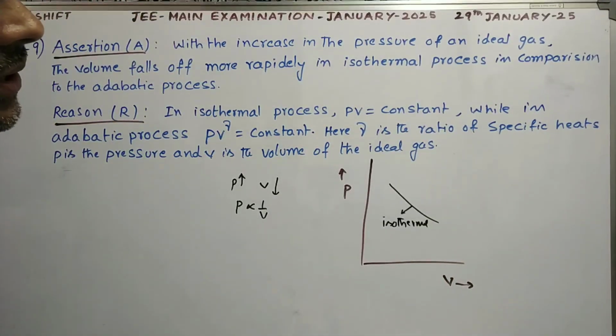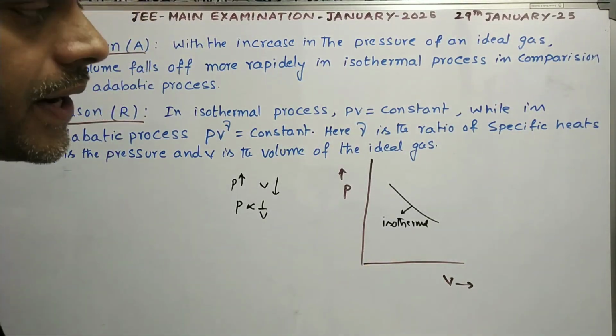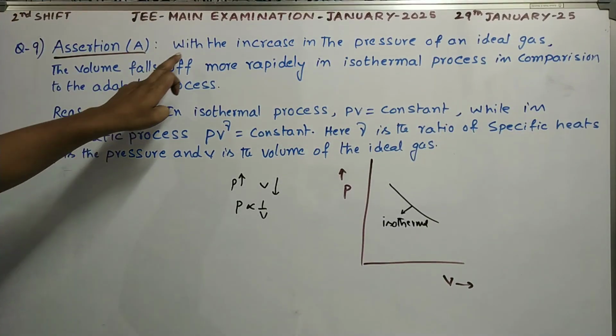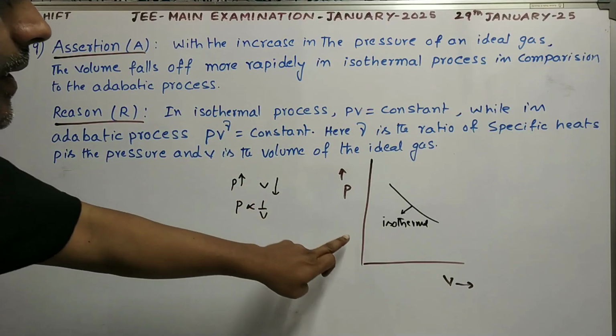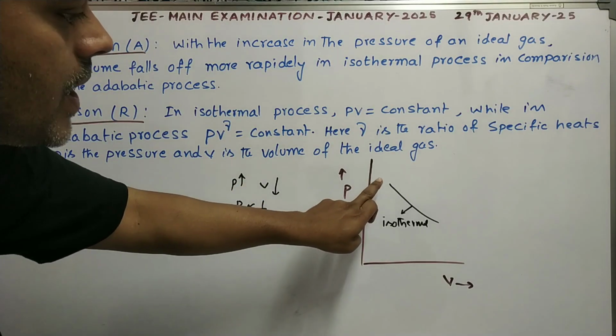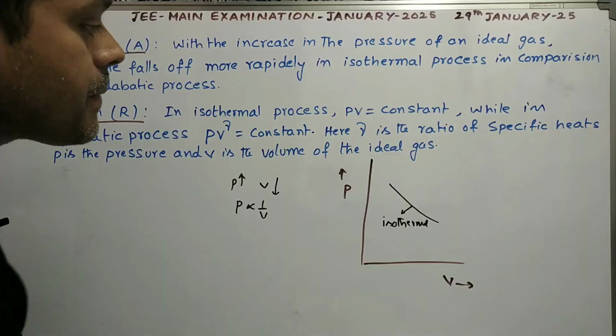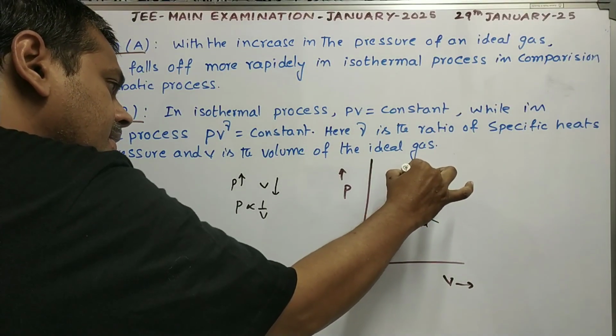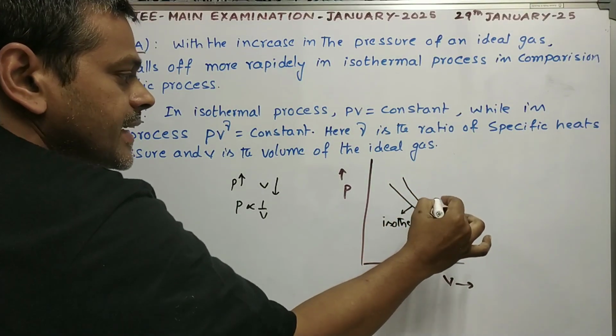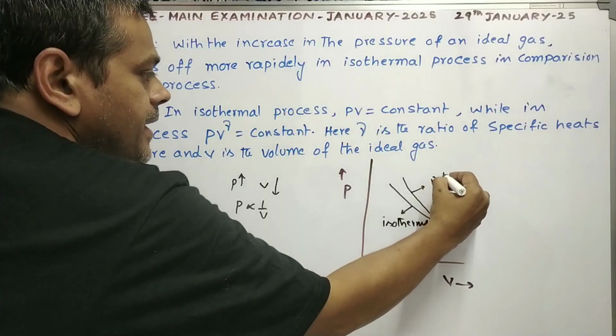It is the isothermal process, graph drawn between pressure and volume. Okay, what is given? With the increase in pressure, volume falls down more rapidly in adiabatic. While you draw the adiabatic graph, it is also shown like this. This is what is an adiabatic process.